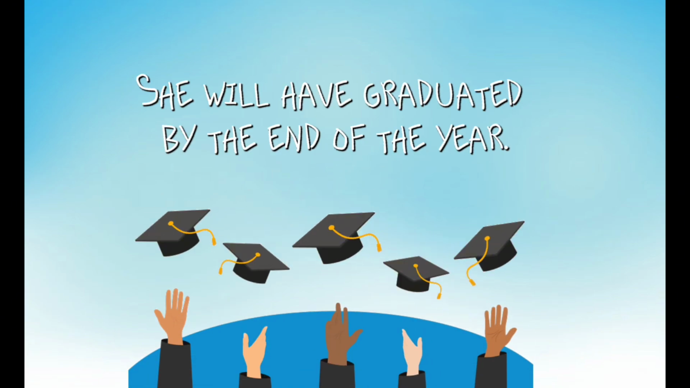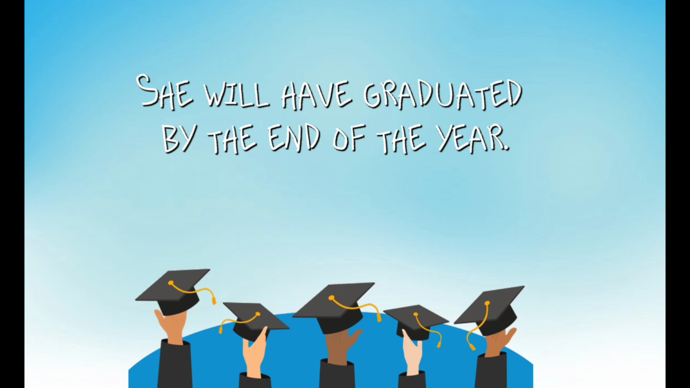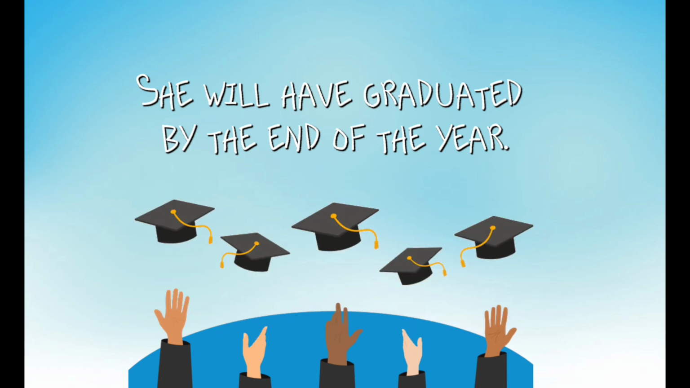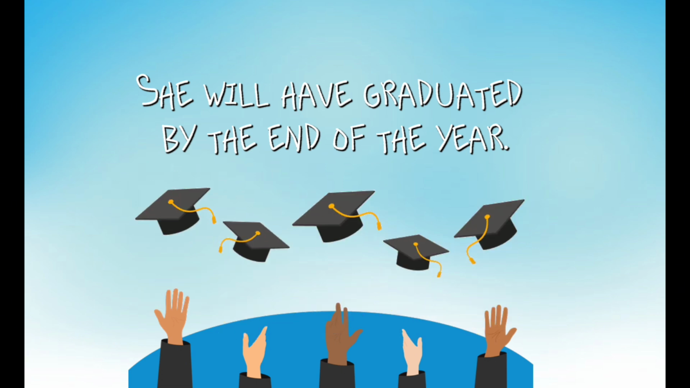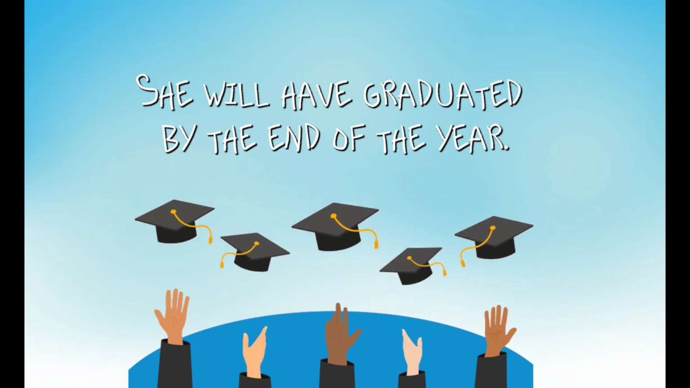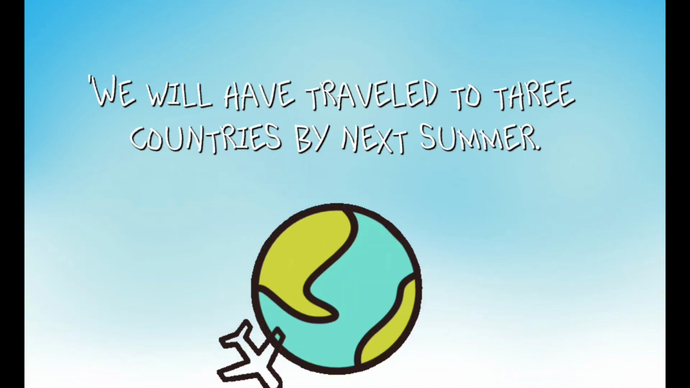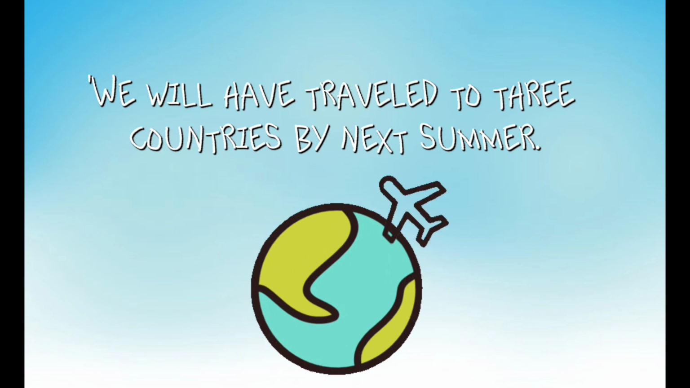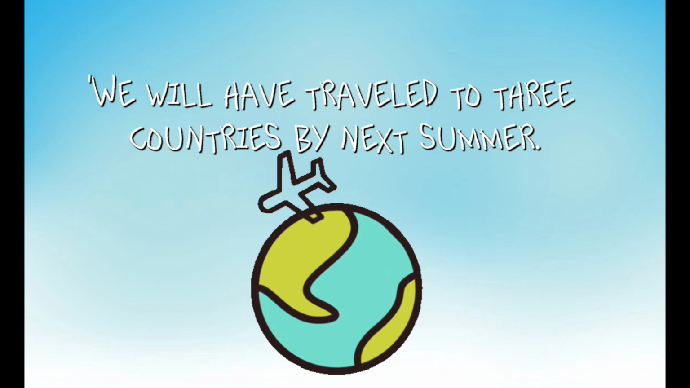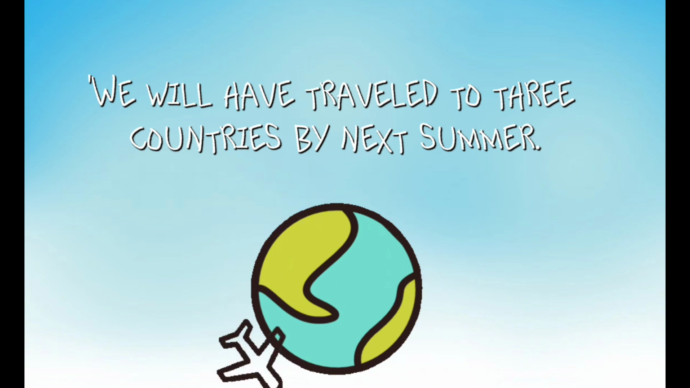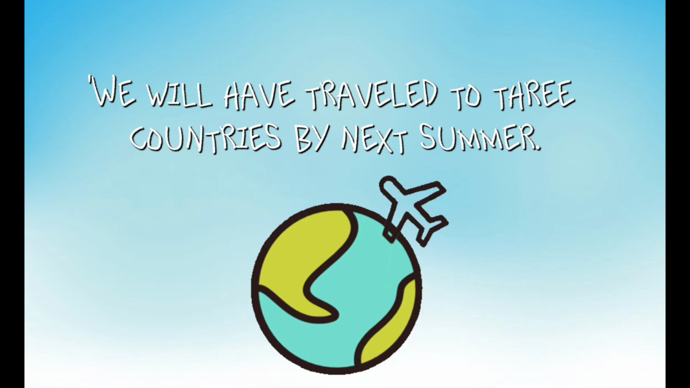For example, she will have graduated by the end of the year. This indicates that her graduation will be completed before the year ends. We will have traveled to 3 countries by next summer. This emphasizes that the traveling will be completed before a specific time in the future.